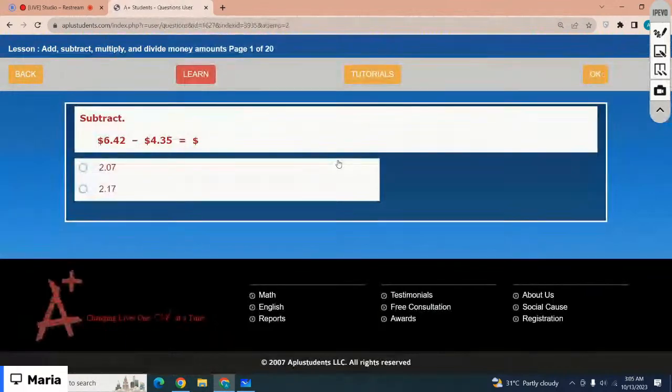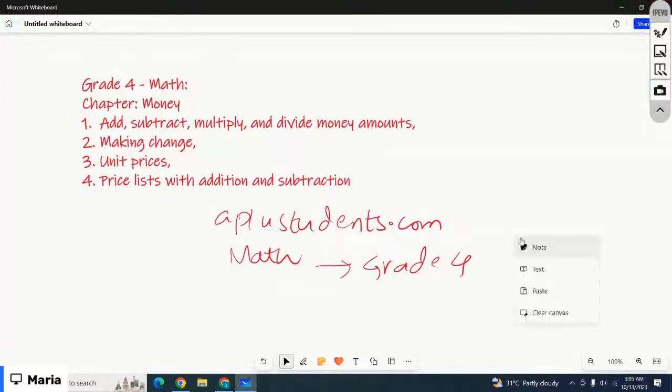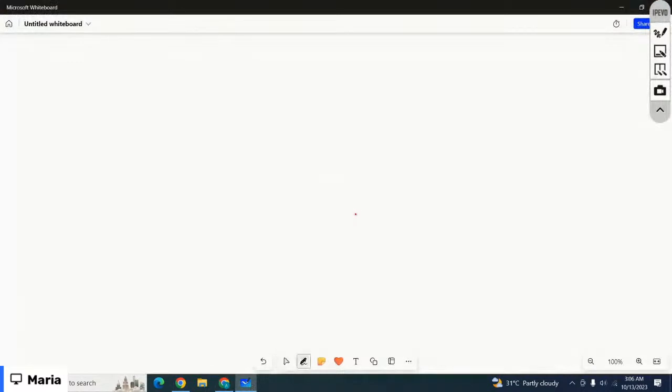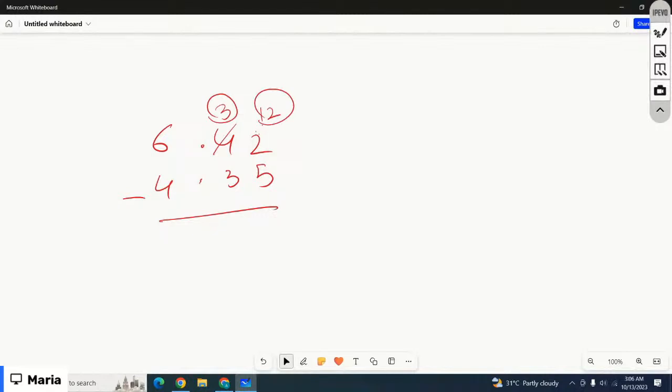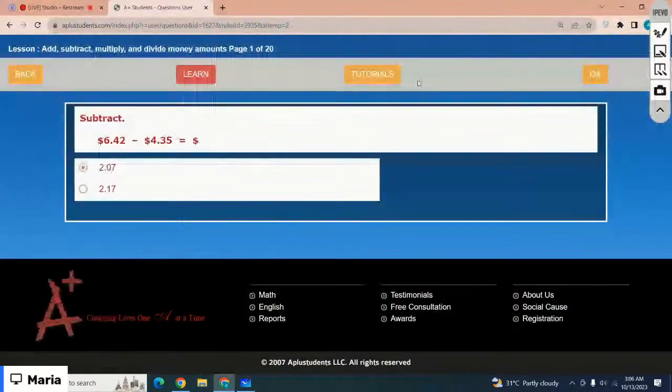The first one is subtract 6.42 minus 4.35. So let's just subtract them. Start from the rightmost digit. You have to do 2 minus 5, but you cannot subtract a greater number from a smaller one, right? So you need to borrow one. Here you are left with 3, and the one you borrowed makes it 12, right? So 12 take away 5 is 7. Then 3 take away 3 is 0. And then 6 take away 4 is 2. So that would be 2.07. The correct option is 2.07. Option number 1 is the correct option.